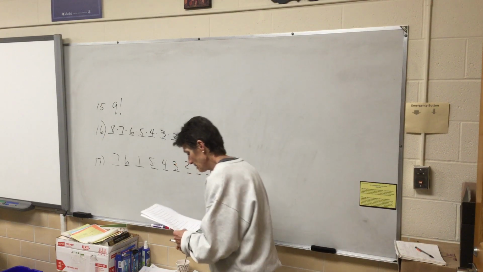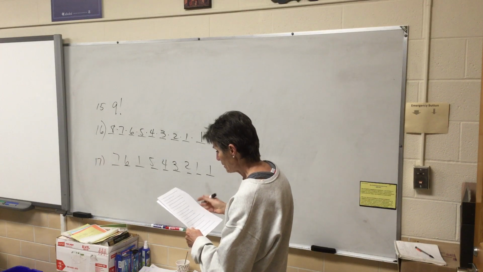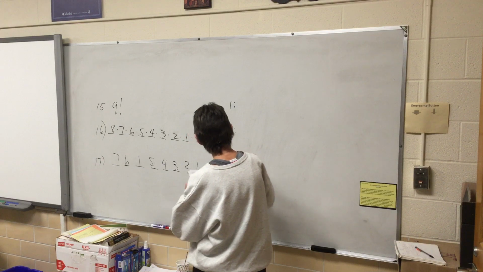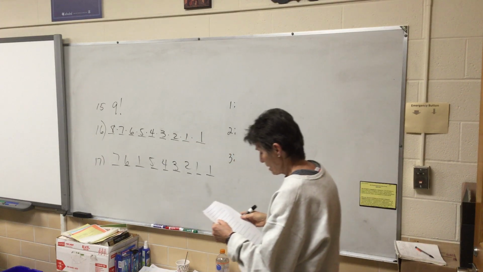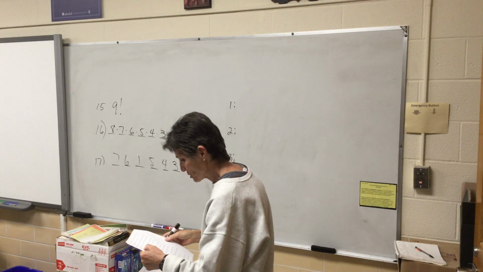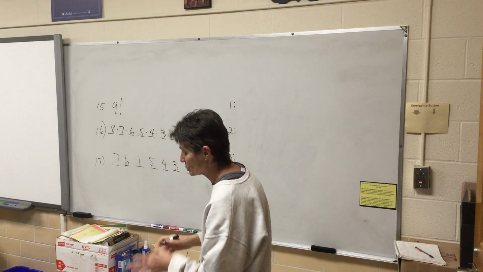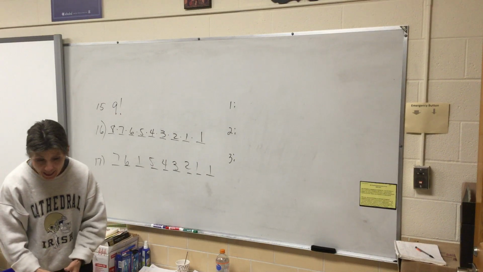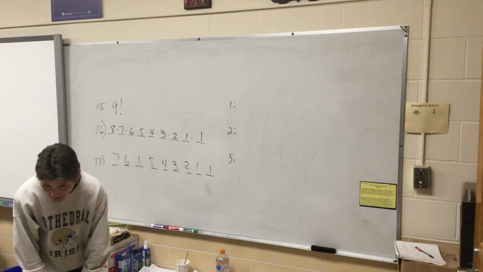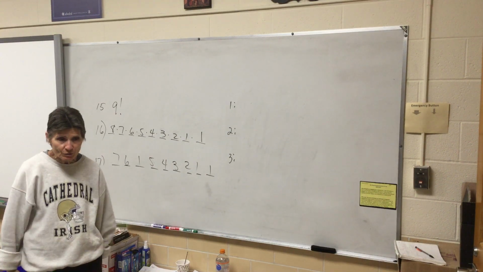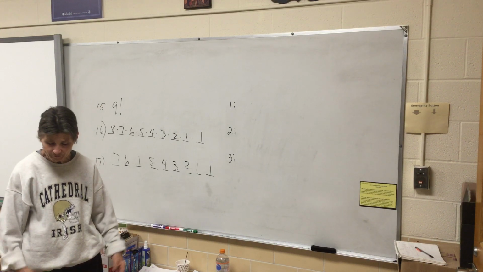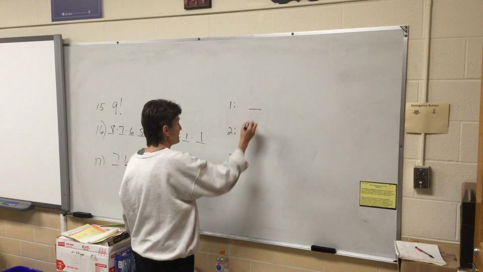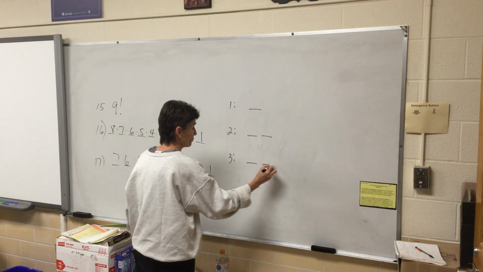All right, number 18. I am going to make 1-digit, 2-digit, and 3-digit numbers from the digits 1, 2, 3, 4, 5, and 6. So in other words, you're going to build numbers, and you're not allowed to use 7, 8, 9, and 0. You're only allowed to use the digits 1 through 6. Okay? And the numbers you build can have one digit, two digits, or three digits.